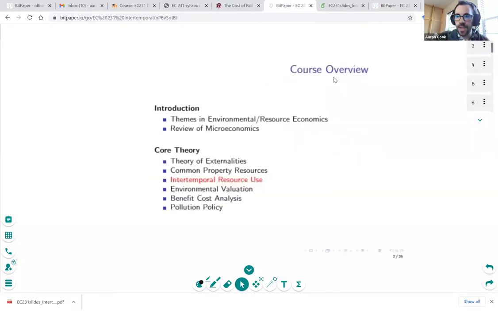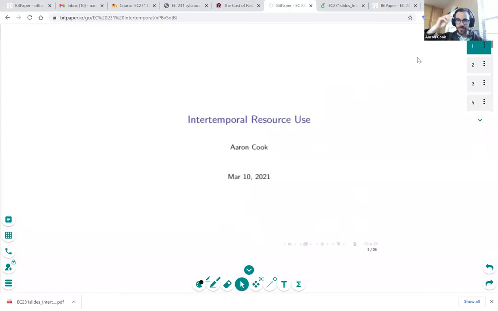All right, so the next topic then is intertemporal resource use. And this is one of my favorite topics in all of economics. This has to do with how to use something that's going to run out, how to use it as best you can over time. It's not reasonable to expect something that can't last forever to last forever. If something is finite and exhaustible, we can't just snap our fingers and have it last forever by magic. So we have to deal with the fact that it's not going to last forever. If it is exhaustible, if it's going to run out, we have to somehow deal with that.